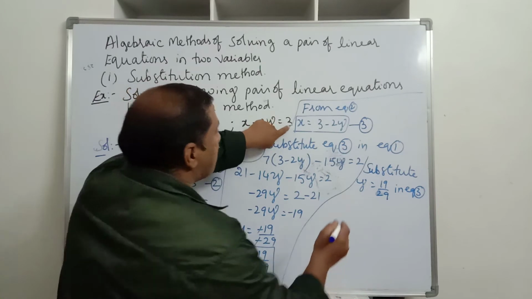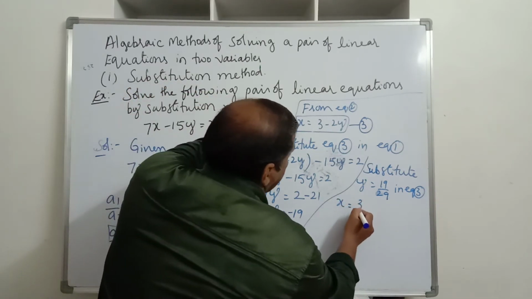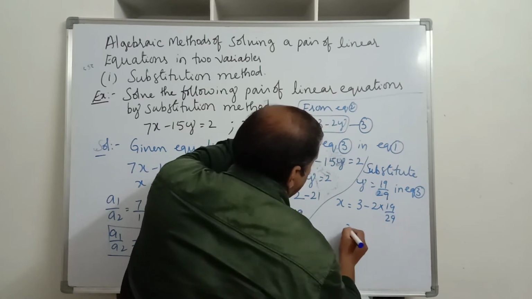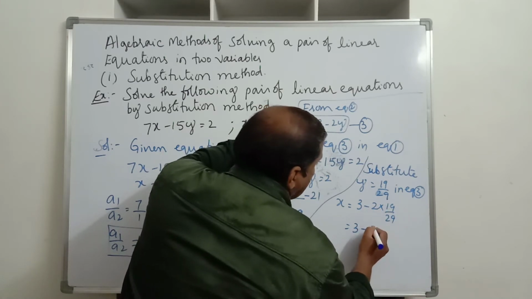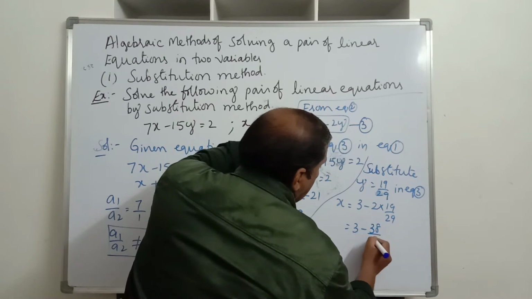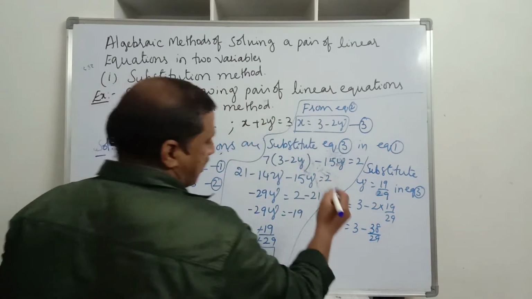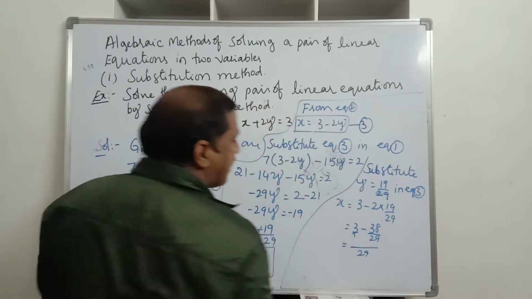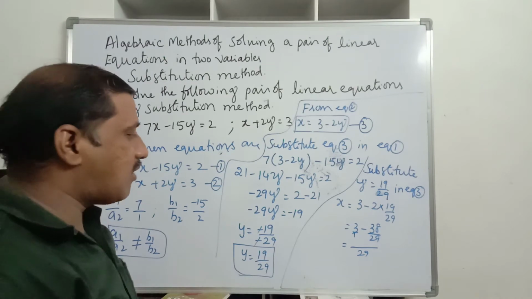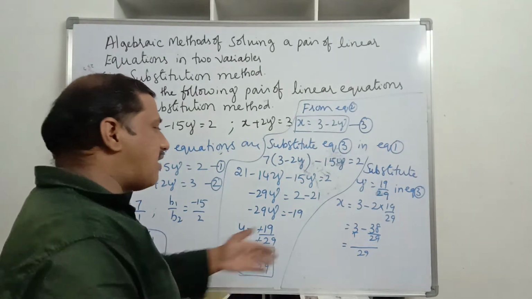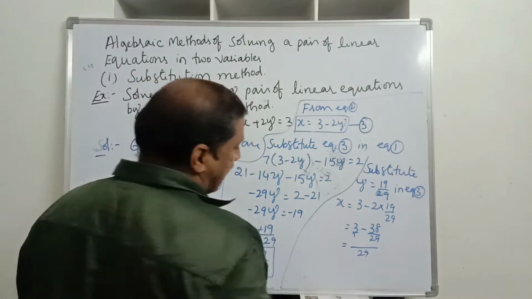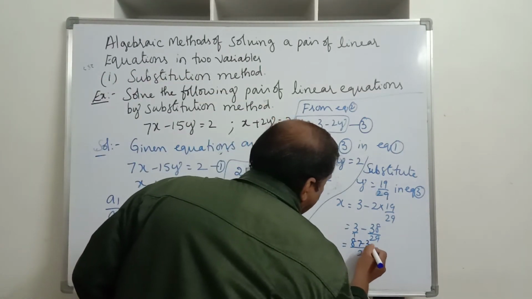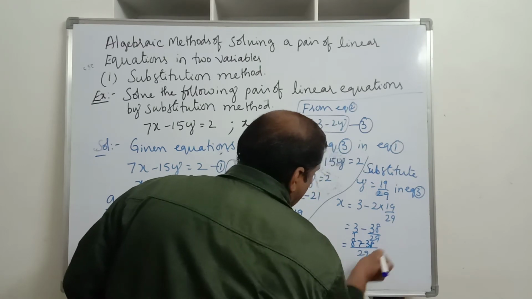This is equation 3. To get x, x is equal to 3 minus 2 into 19 by 29. That is 3 minus 38 by 29. So now take the LCM, it is 29. 1 into 29 is 29. 3 is 3 by 1, so 29 into 3, we get 87. 87 minus 38, what do we get for x?